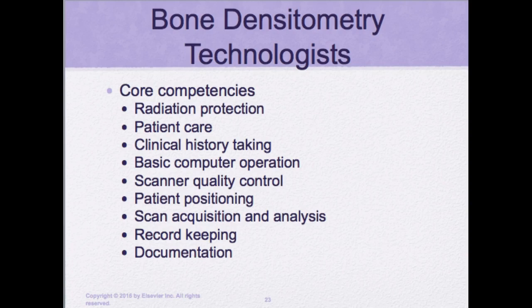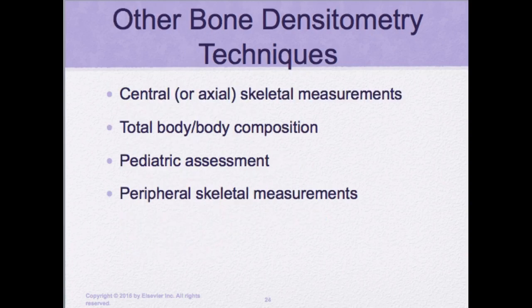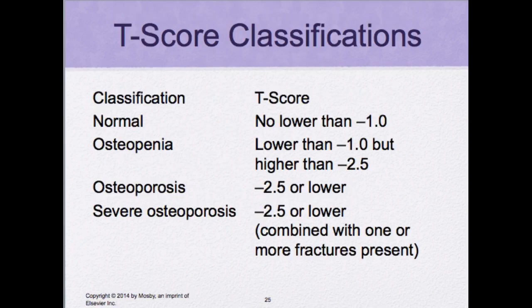So the technologists' core competencies. So there's radiation protection, patient care, clinical history taking, basic computer operations, scanner quality control, patient positioning, scan acquisition and analysis, record keeping, and documentation. So other techniques, so there's the central axial skeletal measurements, there's total body and body composition, pediatric assessment, and peripheral skeletal measurements. So how do we look at these?